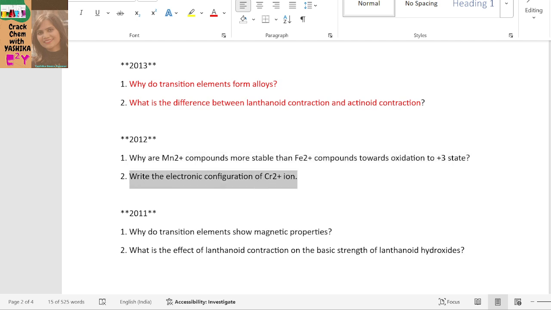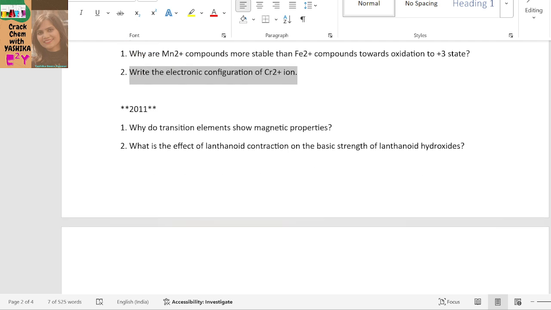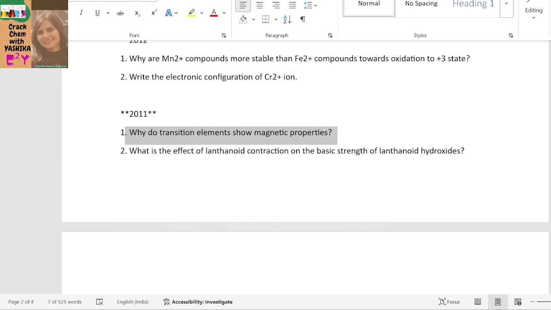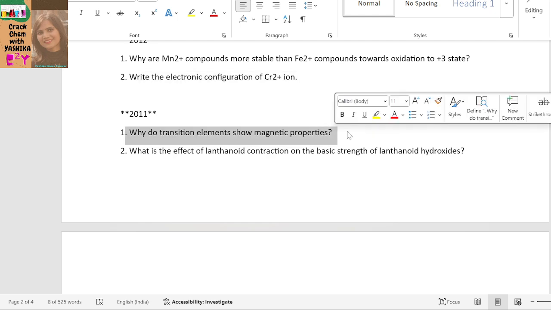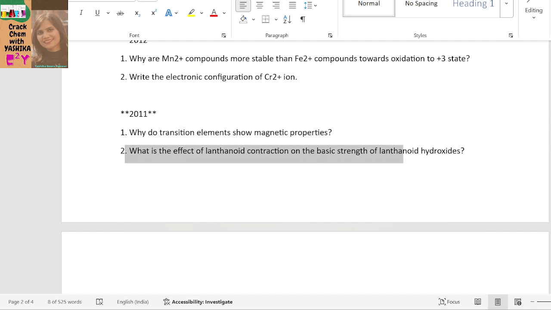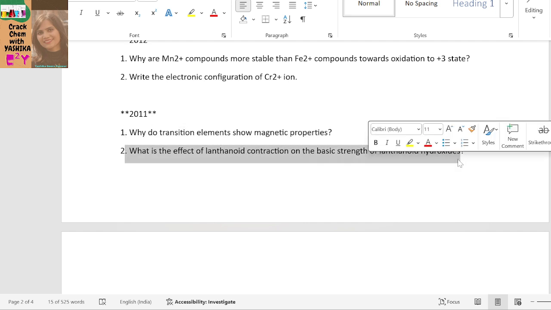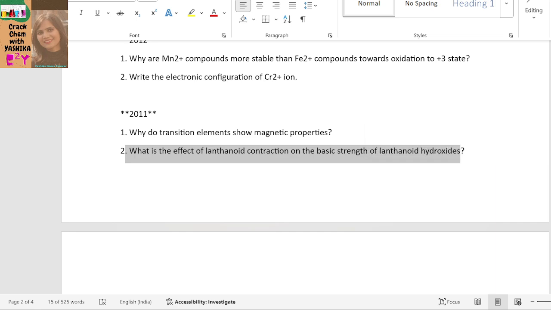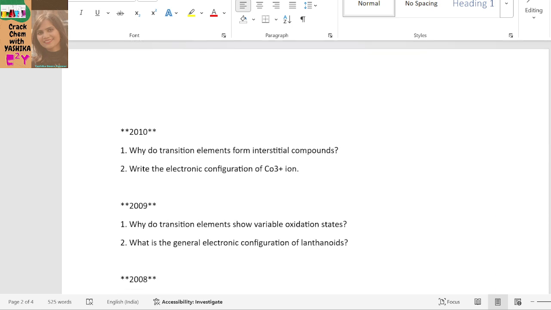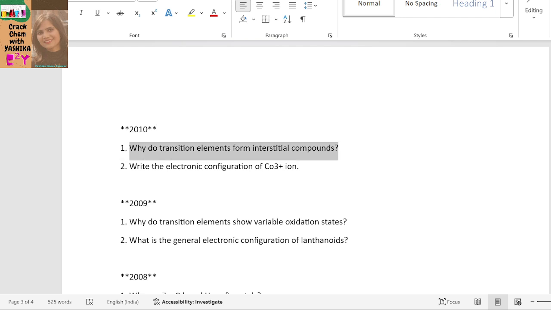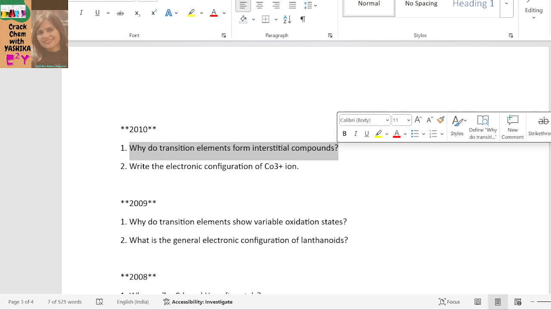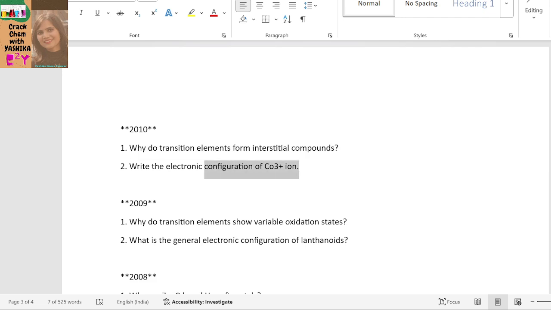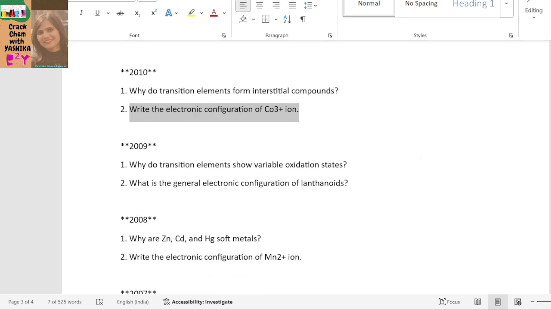Write down the electronic configuration of chromium 2 positive ions. Why do transition elements show magnetic properties? What is the effect of lanthanoid contraction on the basic strength of lanthanoid hydroxide? Why do transition elements form interstitial compounds? And also write down the electronic configuration of cobalt 3 positive ion.